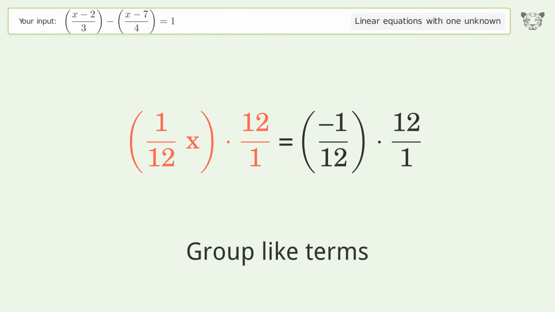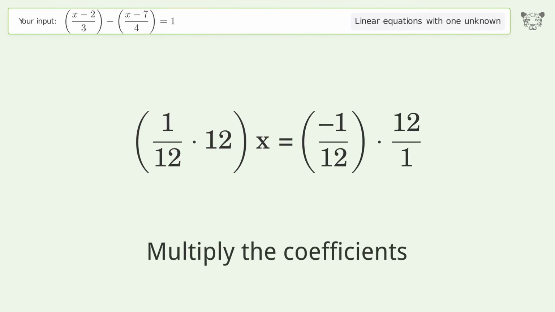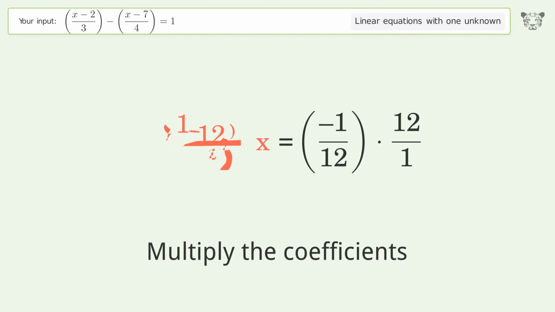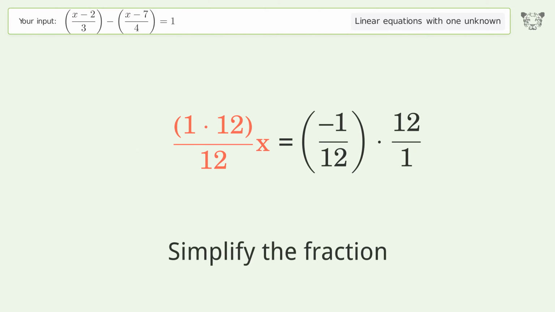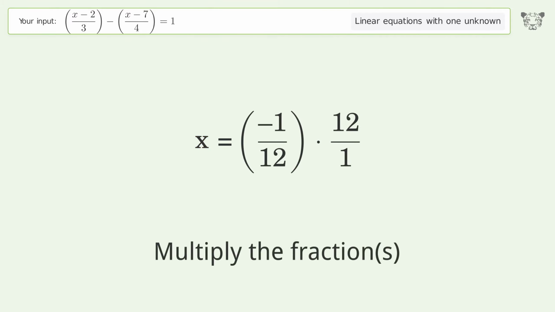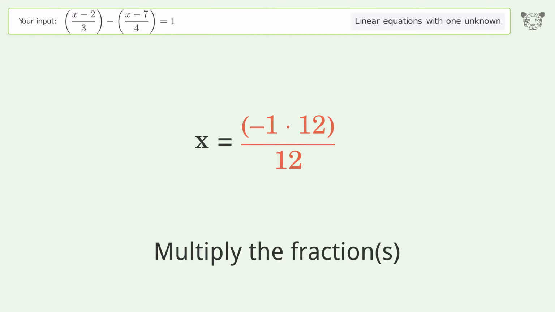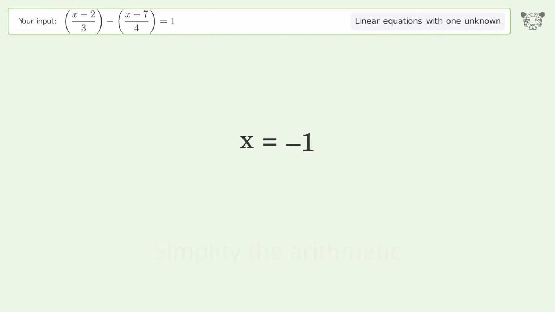Group like terms. Multiply the coefficients. Simplify the fraction. Multiply the fractions. Simplify the arithmetic. And so the final result is x equals -1.